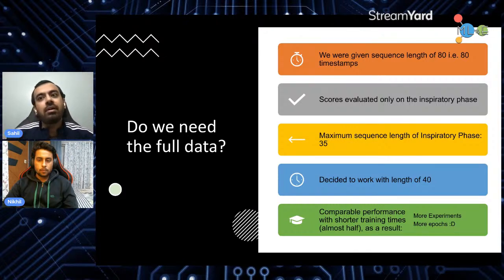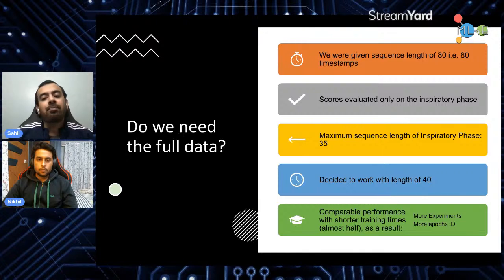And one of the reasons I believe the organizers kept it this way, that the scores are only evaluated on the inspiratory phase, was because if you try to visualize the pressure profiles of the expiratory phase, it didn't change much across different simulations. So it would be more valuable if we were able to forecast or predict pressure profiles in the inspiratory phase. So yeah, the evaluation was only done on the inspiratory phase.